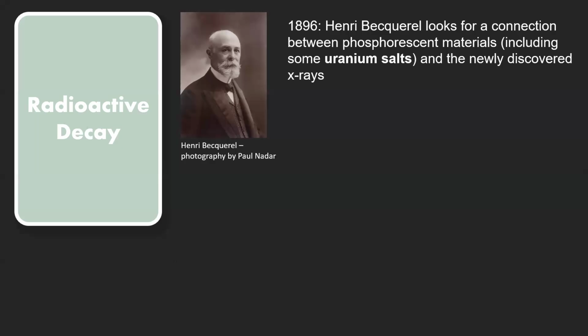And then how he did it was that he got some photographic plates, covered them in black paper so that no visible light can go through, and then put them outside with some phosphorescent materials, like pointing towards them. So his idea was, I'm going to get these phosphorescent materials to emit light and then try to detect X-rays because the visible white light will be blocked by the black paper.